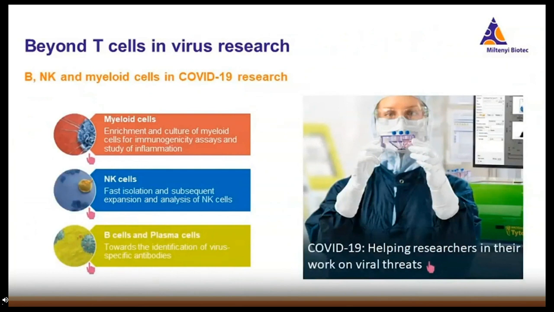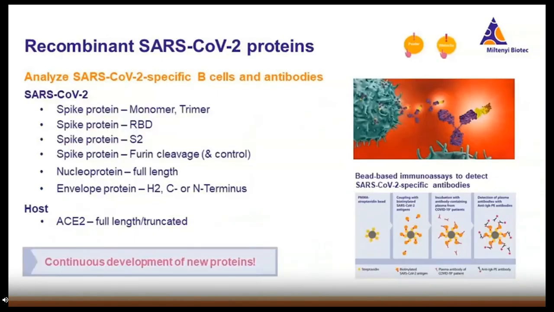cell types. So you can follow the links to reach the respective application page, but I would also like to quickly show you some of our highlight products that we have for B cell research. So for example, we offer a large portfolio of recombinant SARS-CoV-2 proteins, such as, for example, different variants of the spike protein, the nucleoprotein, or even the envelope protein. And these proteins can then, for example, be used for the analysis and isolation of SARS-CoV-2 specific B cells. However, using our bead-based immunoassays, you can also use these recombinant proteins to detect SARS-CoV-2 specific antibodies.